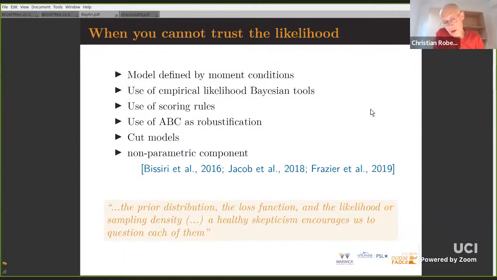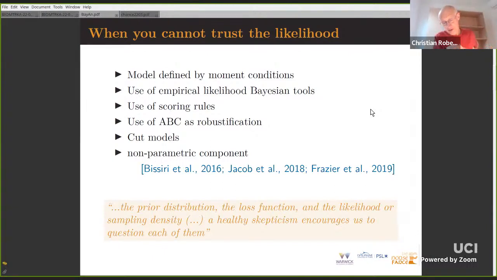And then I can see also a connection with an approach that I discovered at MCMSki in Chamonix, namely the existence of cut models, which we explored in a more recent paper by Pierre Jacob and co-authors, where part of the model is not trustworthy, and therefore only a part of the observations are used to infer about a subset of the parameters. And then another direction that we also explored, and many others explored, is to include non-parametric components into the original model to allow for misspecification beyond outliers.